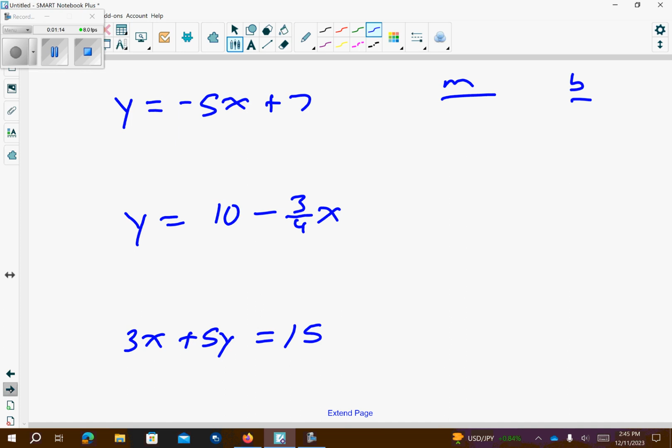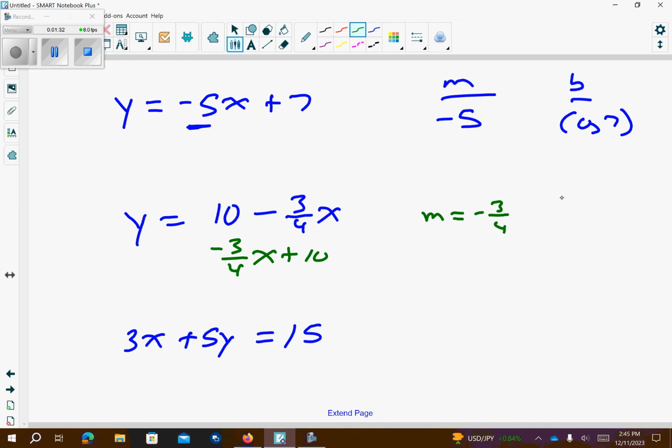All right, so on these, we want to identify the slope. Well, that's the slope. So my slope's negative 5. My y-intercept is 0, 7. On this one, it's kind of flip-flop. So maybe you want to flip-flop it like this. So I have a slope of negative 3/4 and a y-intercept of 10, or you could put 0, 10. It's your choice.